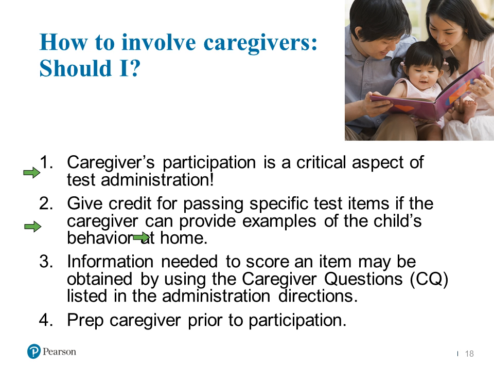You will give credit for passing specific test items if the caregiver can provide examples of the child's behavior at home. So they may say, yes, he can do that. You just want to make sure that the parent understands what you're asking of them, and the way that you do that is through getting examples from them. Information needed to score an item may be obtained by using the caregiver questions listed in the administration directions. So administration directions will have questions that you can ask parents to flesh out the data, to score yes or no. So it is very helpful. The test does provide that information to guide you.